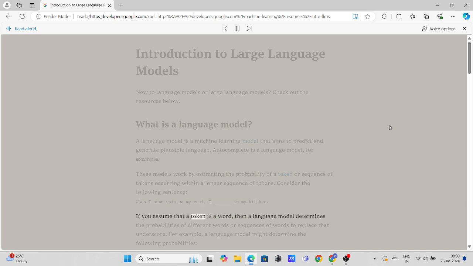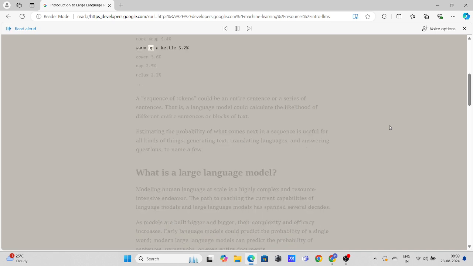If you assume that a token is a word, then a language model determines the probabilities of different words or sequences of words to replace that underscore. For example, a language model might determine the following probabilities. Cook soup 9.4%, warm up a kettle 5.2%, cower 3.6%, nap 2.5%, relax 2.2%. A sequence of tokens could be an entire sentence or a series of sentences. That is, a language model could calculate the likelihood of different entire sentences or blocks of text.